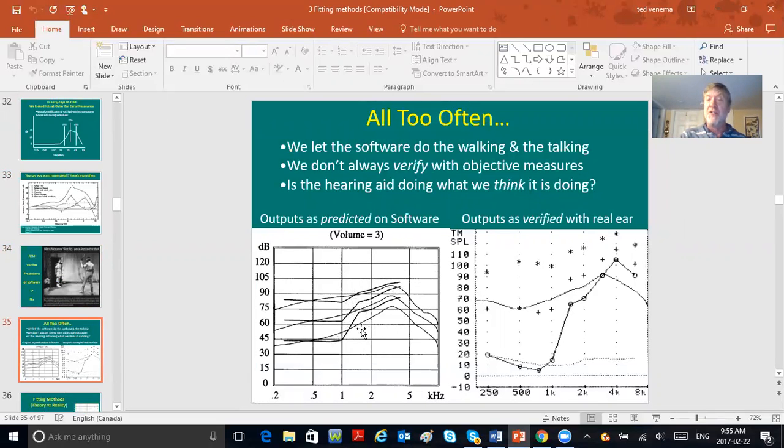All too often, we let the software do the talking and the walking. The software shows you the targets, the straighter lines, and the thin lines are what the hearing aid is doing. You might have three targets, one for soft inputs, one for average, and one for loud. Oh, look, it looks really good in the software. But reality would show, if this is the hearing loss going up, and this is loudness discomfort levels across the top, and these plus signs are your target between your floor of hearing thresholds and your ceiling of loudness tolerance, your target is nicely in the middle of your dynamic range. Well, looky, the hearing aid is nice and close to target for the low frequencies, but not for the highs, even though the software said it would be. And that's why all too often we let the software do the talking and the walking, and we don't always verify with objective measures: is the hearing aid doing what we think it's supposed to do?